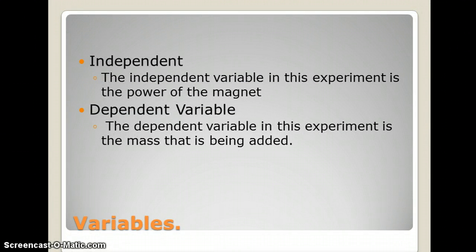So, our variables. Through this experiment, the independent variable would be the power of the magnet itself. The dependent variable, which is what I'm changing, is the weight that's being added that will make the magnets repel against each other.